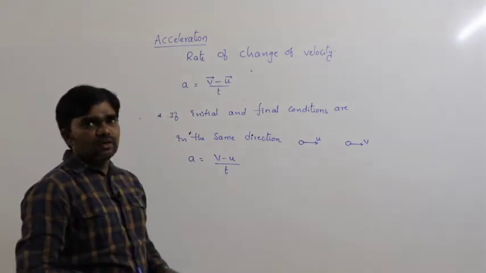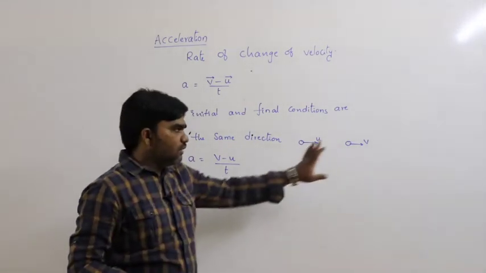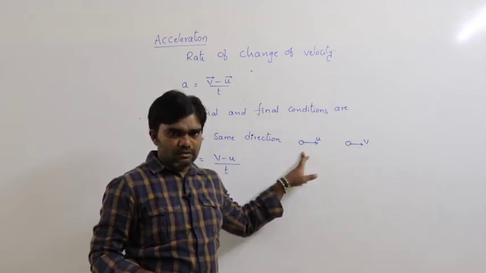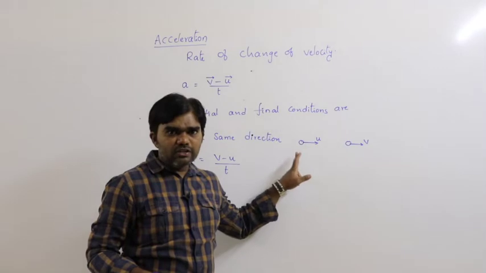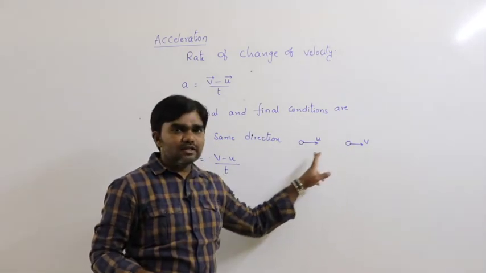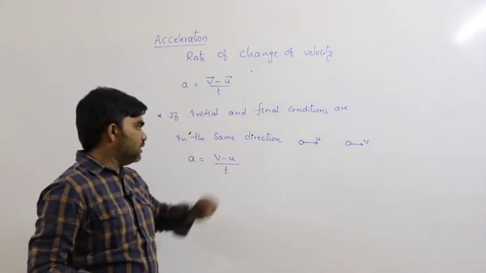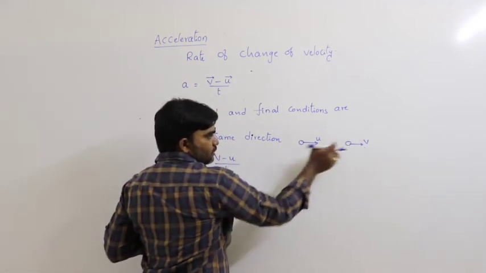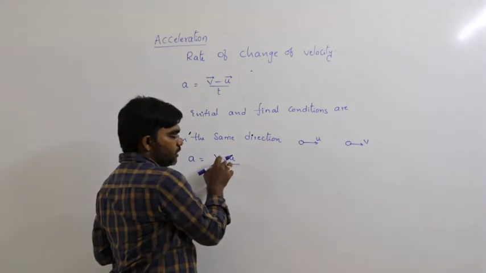That is the change in velocity. While writing the change, we must always write final minus initial. That's why v minus u. That means in this direction we are considering this as negative, that's why we are writing minus u.